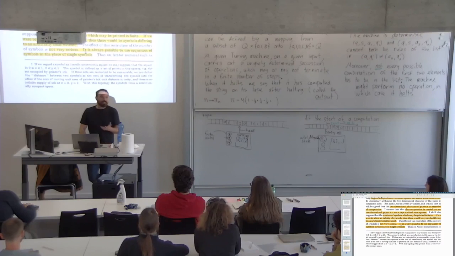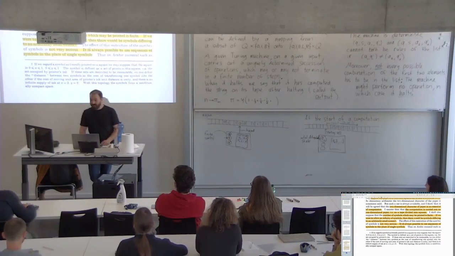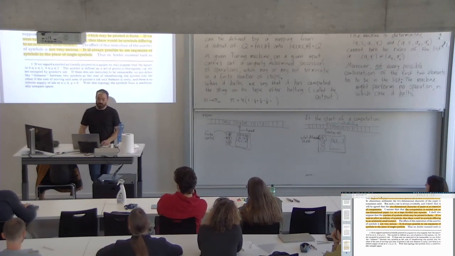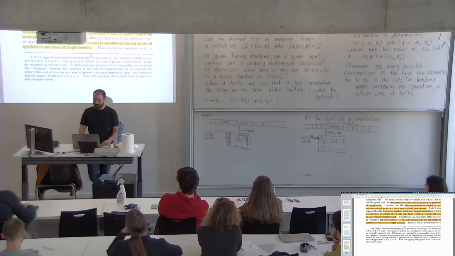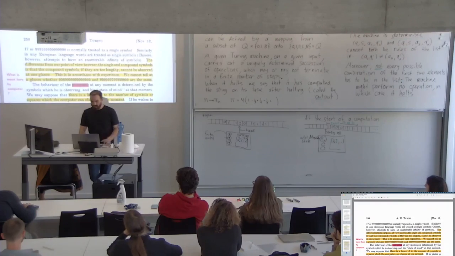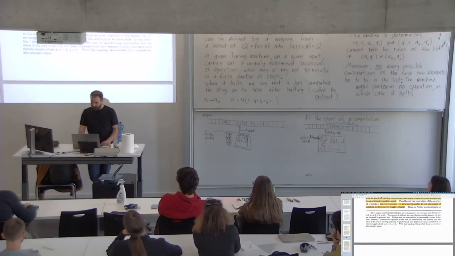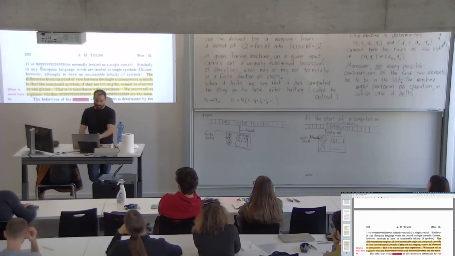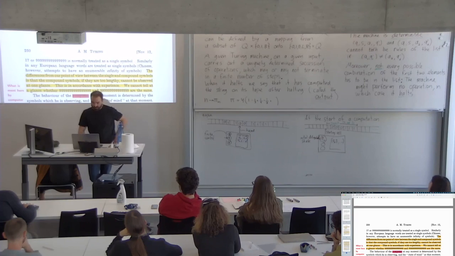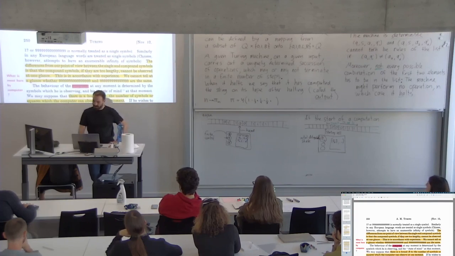He says, but despite saying that, he also mentions the effect of this restriction of the number of symbols is not very serious. It is always possible to use sequences of symbols in the place of single symbols. And he gives an example: a numeral such as 17 or a large number is normally treated as a single symbol. Similarly, in European languages, words are treated as single symbols.